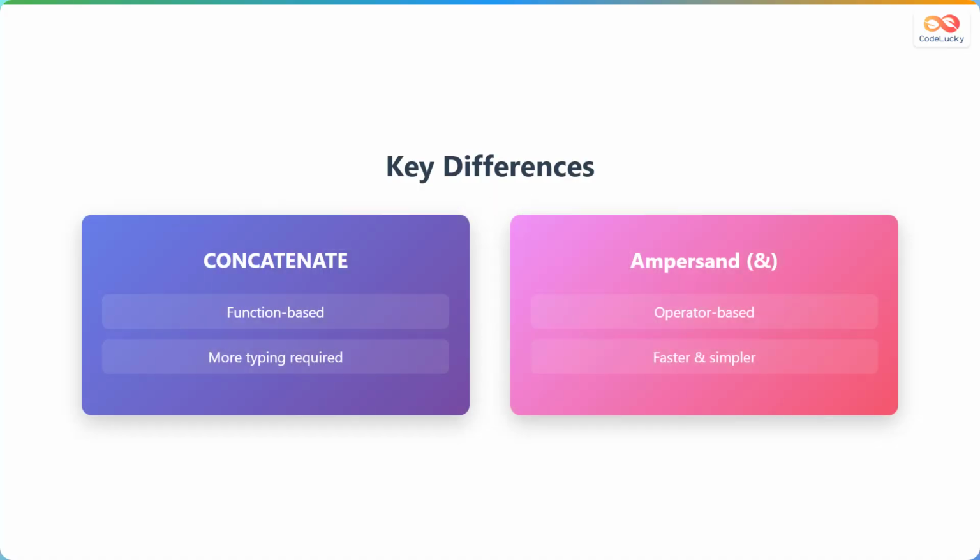Let's summarize the key differences between the concatenate function and the ampersand operator. The concatenate is a function-based method, while ampersand is an operator-based method. Concatenate requires more typing than ampersand. Ampersand is faster and simpler than concatenate.